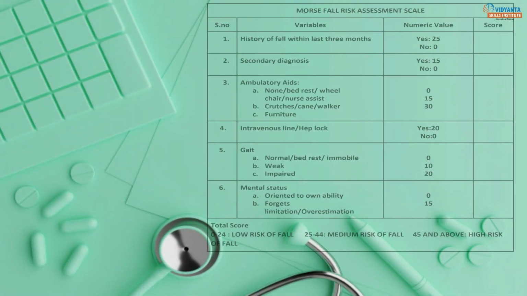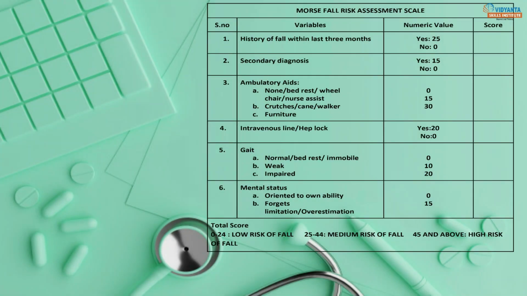Morse fall risk assessment scale. In the Morse fall risk assessment scale, we have 4 columns. First, serial number. Second, variables. Third, numeric value. And the fourth, score. Let's start with the variables. If the patient has a history of fall within the last 3 months, then the numeric value is yes 25, no 0. If the patient has a secondary diagnosis such as diabetes mellitus, hypertension, etc., yes the score would be 15 and no 0.